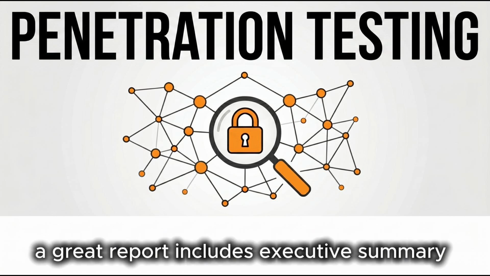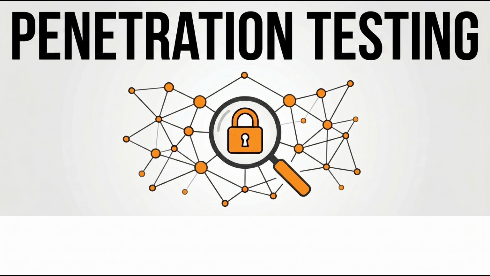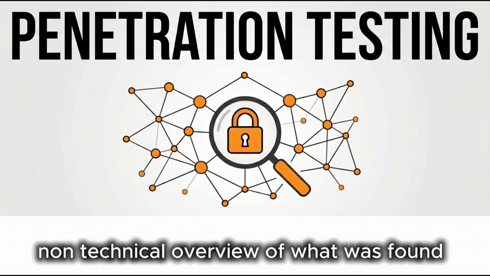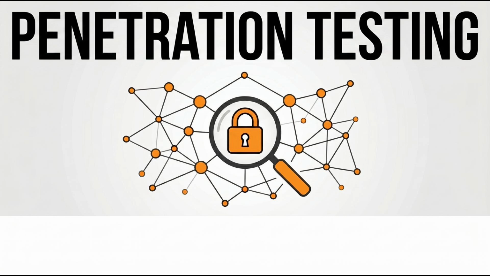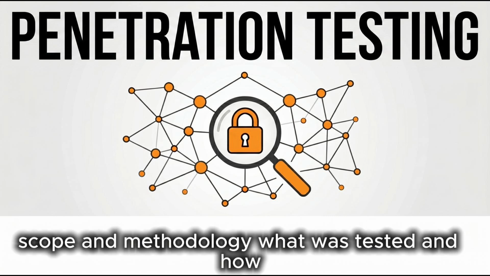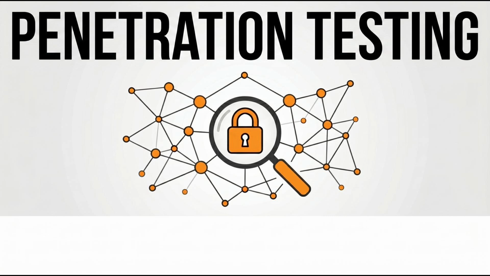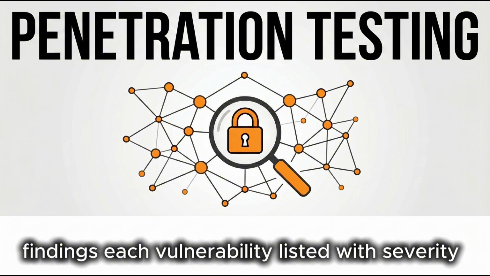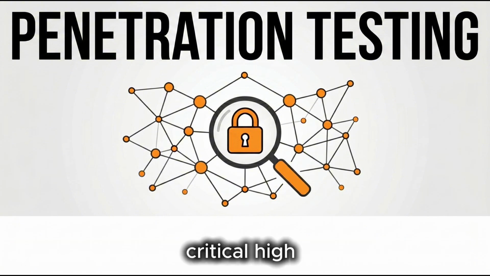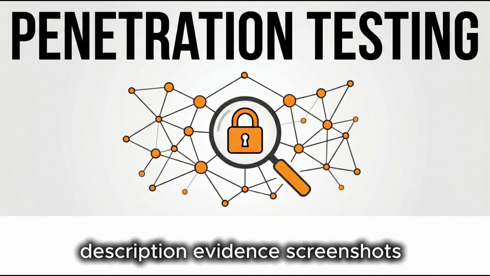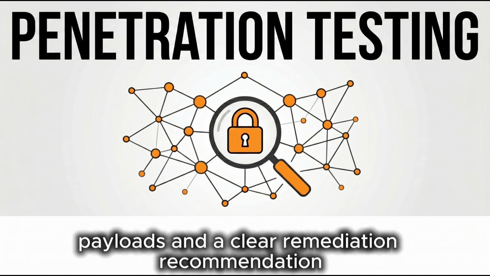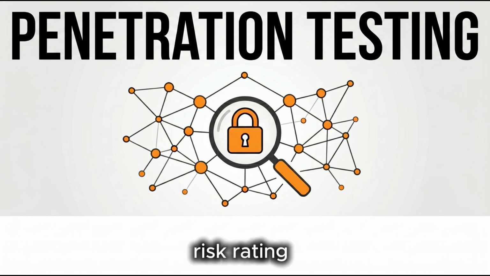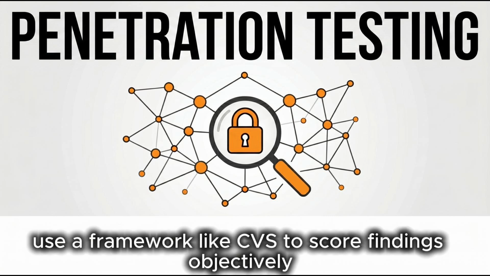A great report includes an executive summary, a non-technical overview of what was found and the business risk; scope and methodology, what was tested and how; findings, each vulnerability listed with severity (critical, high, medium, low), description, evidence, screenshots, payloads, and a clear remediation recommendation; and a risk rating, using a framework like CVSS to score findings objectively.